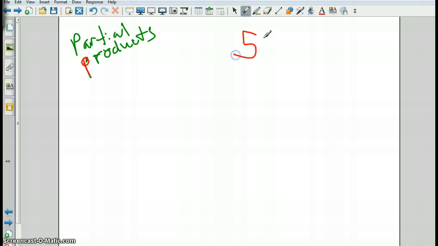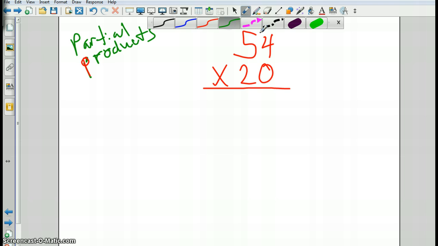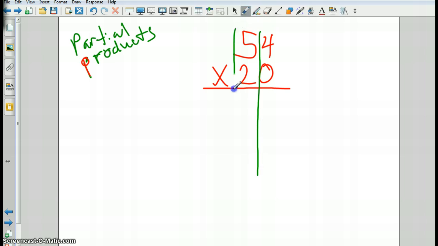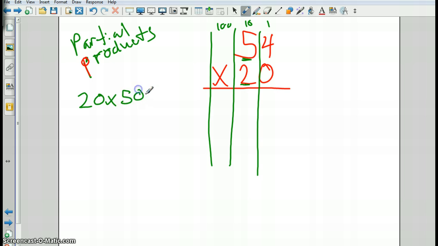Let's go 54 times 20. And first I like to draw my lines in so I can split up my tens, hundreds, and ones, and then if I need to go to the thousands I can go over here. My first part is to look, and I start out with the 2 that is in the tens place times the 5 that's in the tens place, so 20 times 50.